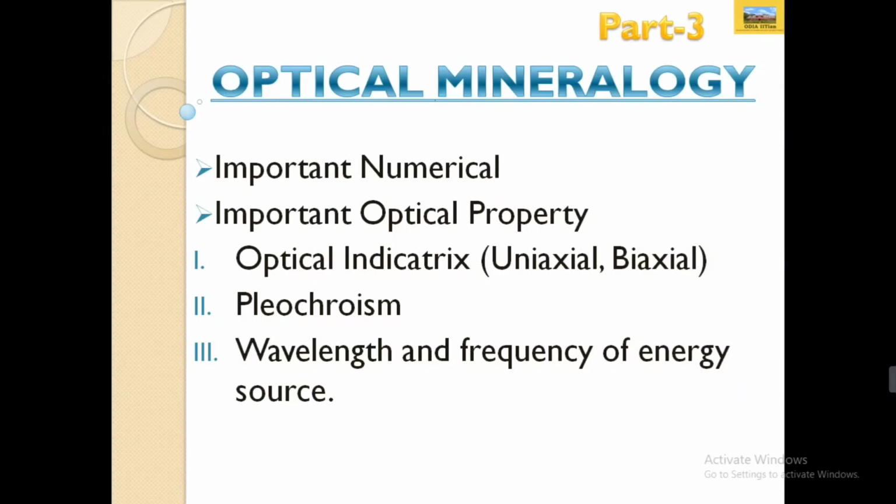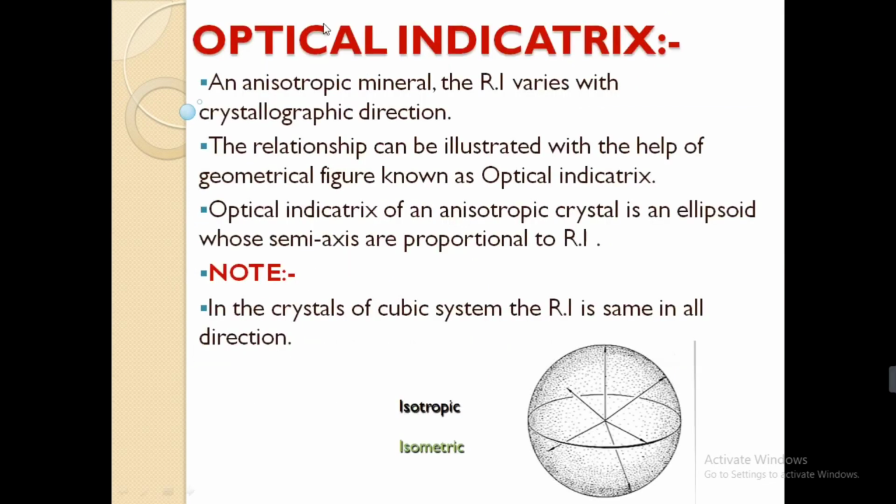In this video lecture, we will discuss optical mineralogy and numericals related to it, which are asked frequently in IIT JAM and GATE entrance exams. The first topic is the optical indicatrix. In an anisotropic mineral, the refractive index varies with crystallographic direction. We know the refractive index of the E ray varies from omega to epsilon, which we studied in the previous lecture.